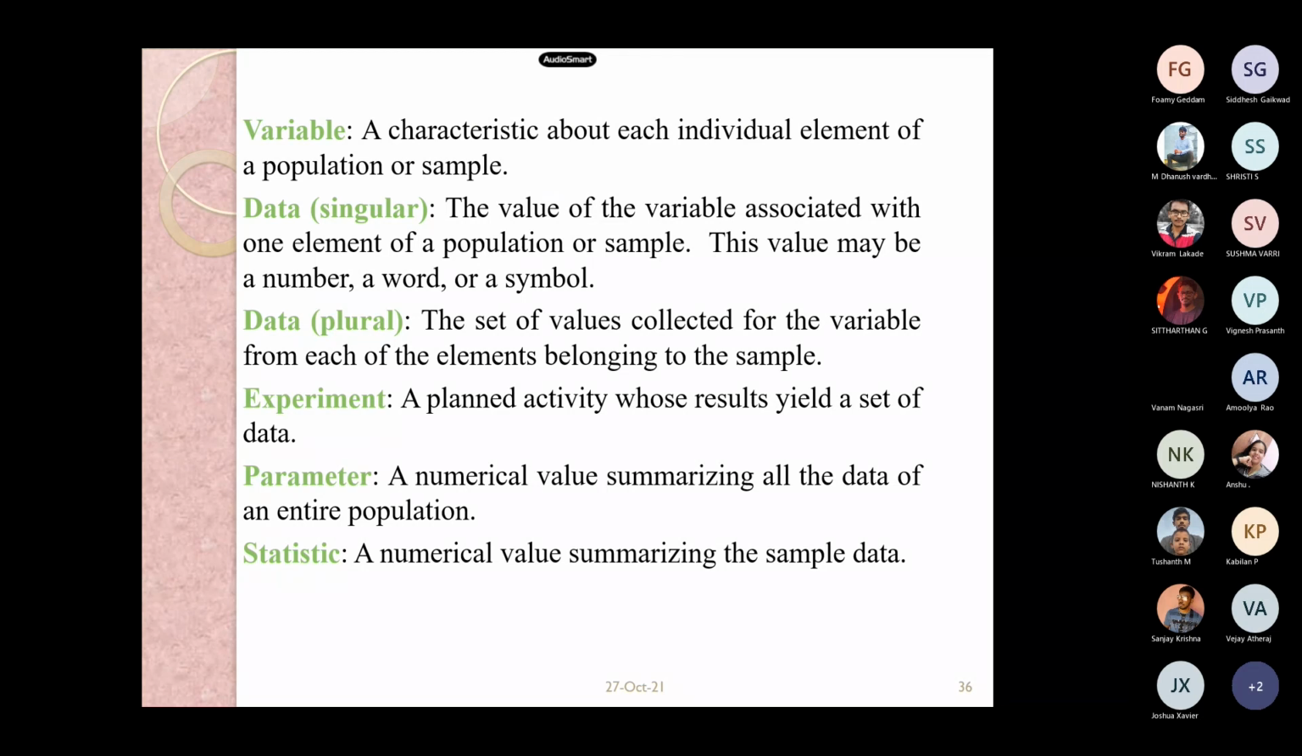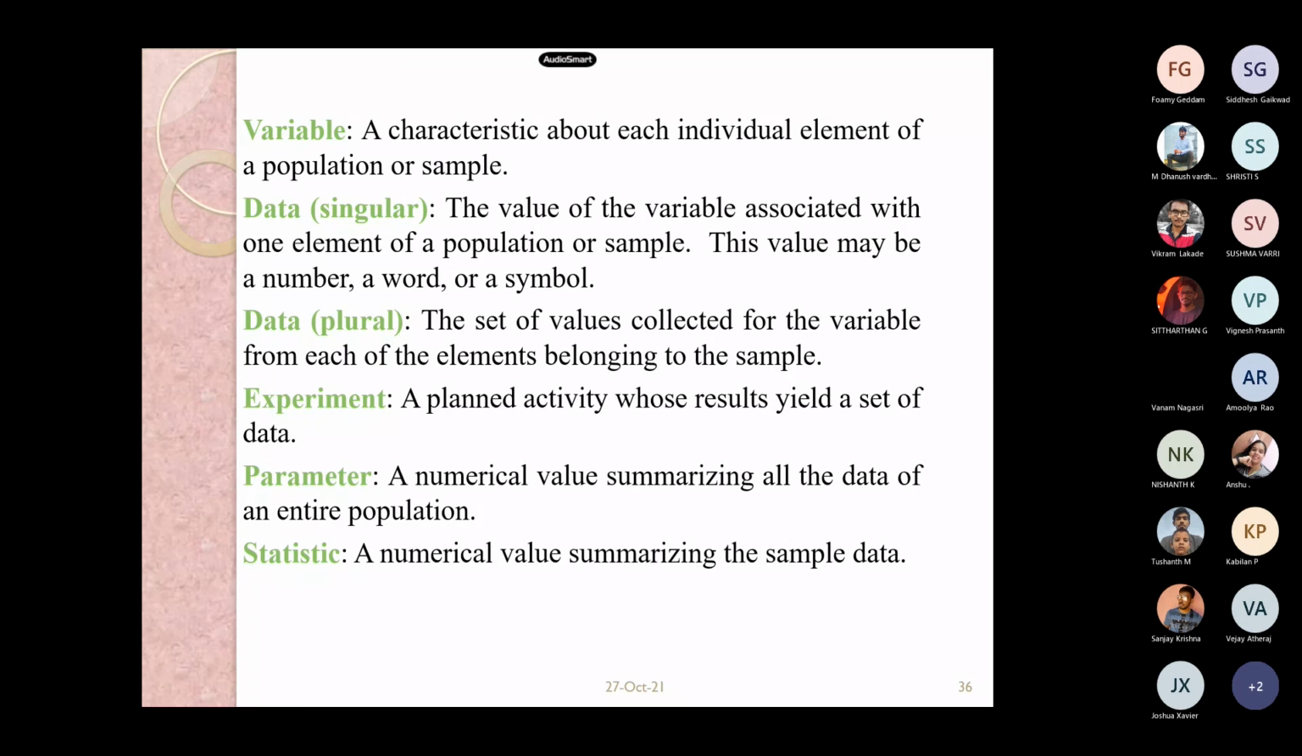A characteristic about each individual element of the population is a variable, and the value of the variable associated with one element of the population or a sample is nothing but data. Usually it doesn't have a plural. Even for the plural, it would be only data.